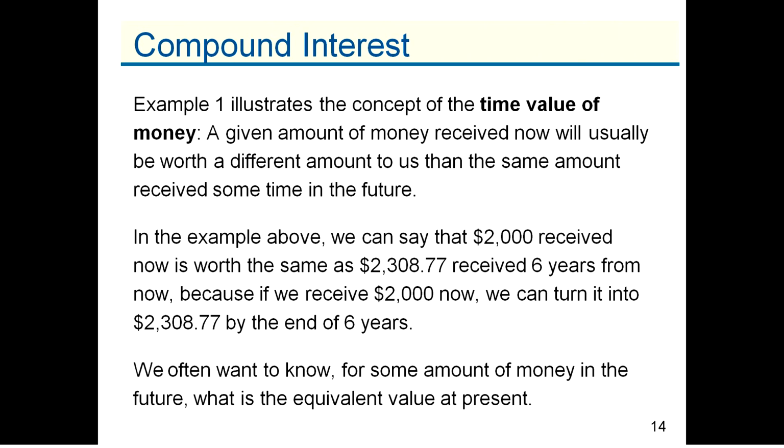So this example illustrates the concepts of the time value of money, which means some amount of money that is received now is usually worth a different amount to us than the same amount received in the future. So what that is saying is that we can say that $2,000 received now is the same as receiving $2,308.77 6 years from now. Because we received the $2,000 now, we can turn it into $2,308.77 by the end of 6 years. So we say that what is equivalent value at present when we're talking about future money.